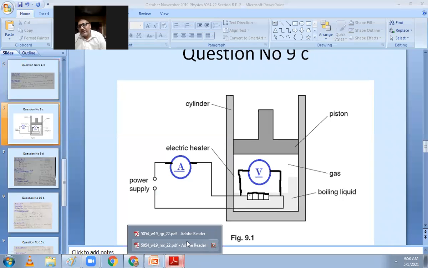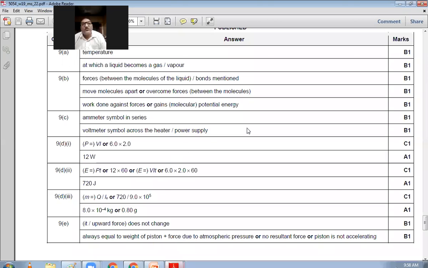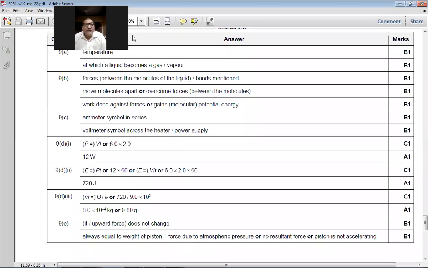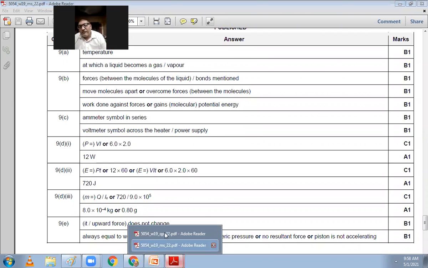Let's check what the marking scheme has to say. Ammeter symbol in series and the voltmeter symbol across the heater and power supply. Okay, so let's do the next part.